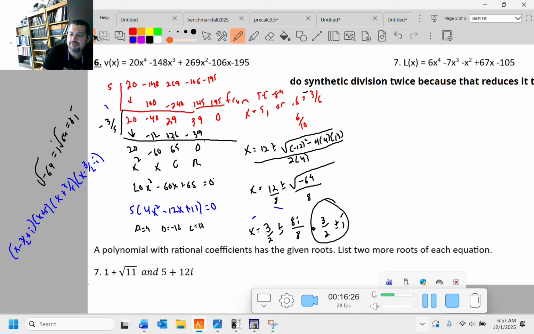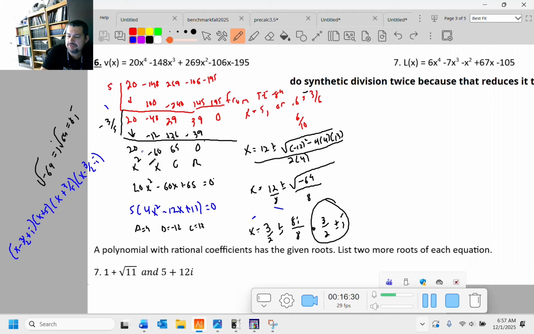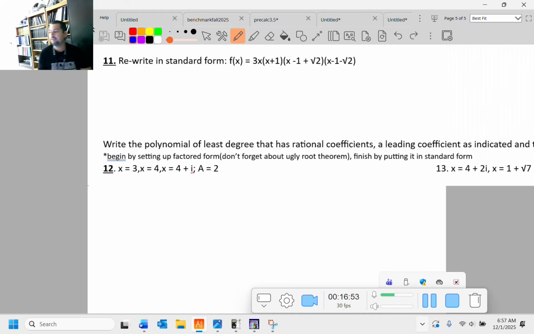I think there's 2 left to do. 9. Your instruction set was list 2 more roots of each equation. Okay, so this is Milbrath-Math's ugly root theorem. If 2i is a 0, its conjugate, negative 2i, is a 0. And if root 7 is a 0, negative root 7 is also a 0. There's 3 to go.